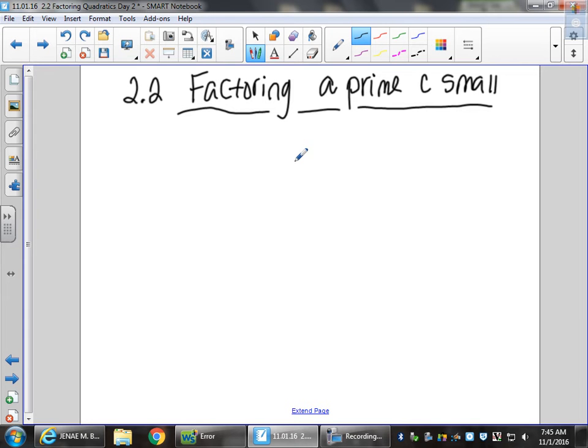We're actually going to start by using number 15 from the homework as our launch for today's notes. Who's got 15 from the homework for me? Thank you. Does this fit the description of our title? Is A prime and is C small? Yes, that's what we mean.